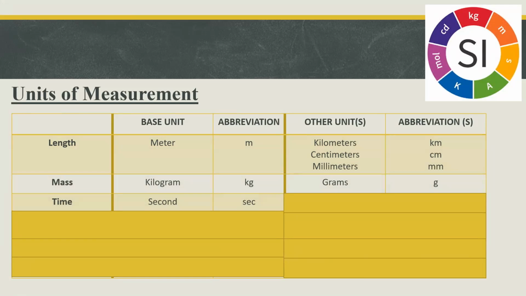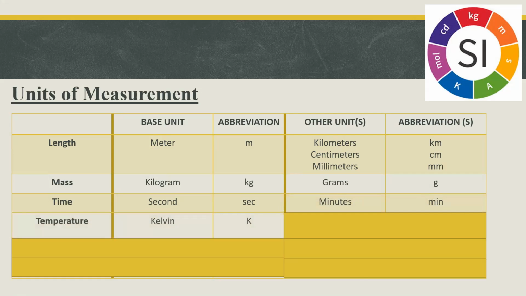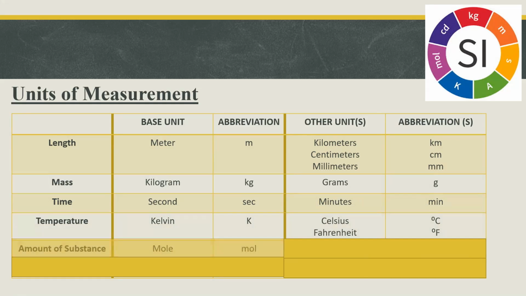Time, we measure in seconds. The abbreviation is sec. You can also have minutes. Temperature: the base unit is Kelvin. We also have Celsius and Fahrenheit units for temperature. Amount of substance is measured in moles. The abbreviation is mol. There are no other units derived from the base unit mole.